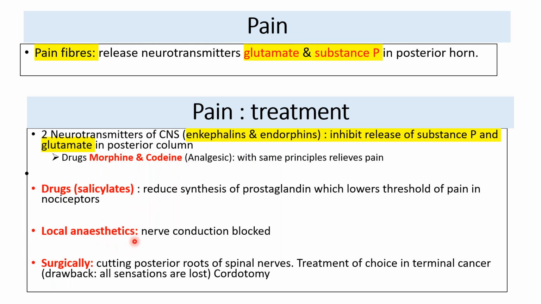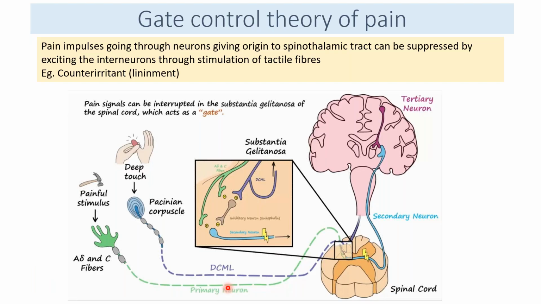Local anesthesia, what will local anesthesia do? It will block the conduction. Surgically also you can relieve the pain by cutting the posterior roots of the spinal nerves. This is a treatment of choice in terminal cases of cancer, but the drawback is that all sensation will be lost. Cordotomy. Now there is a pain theory, the gate control theory of pain.